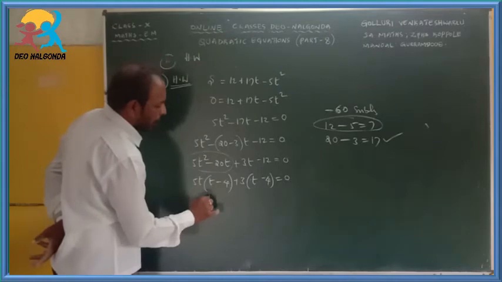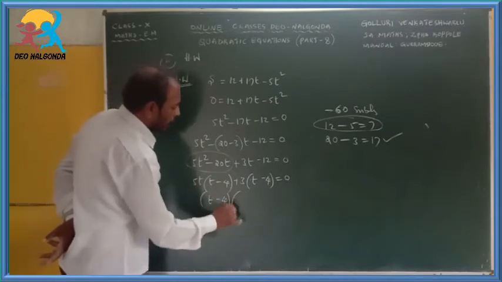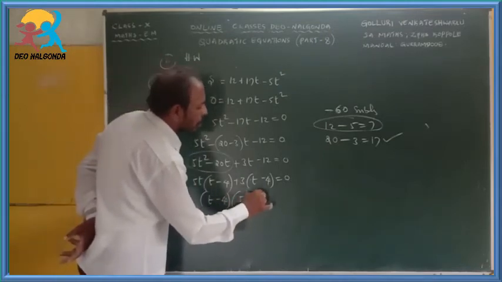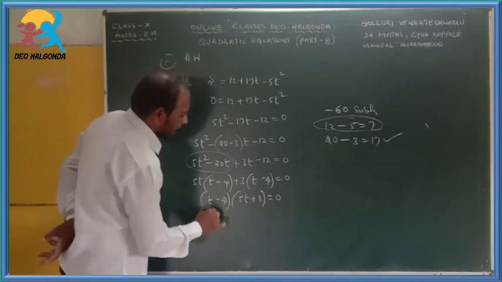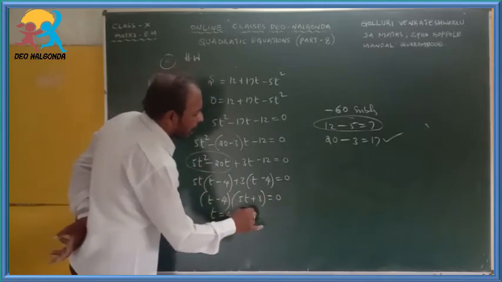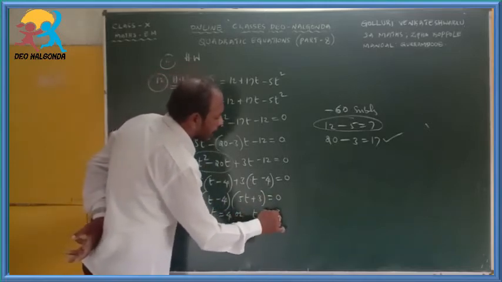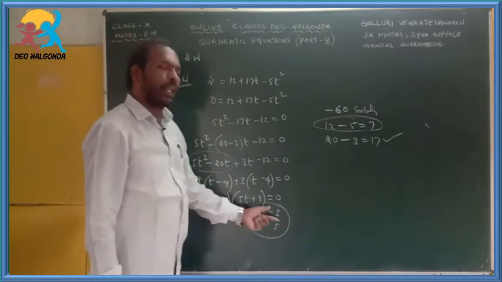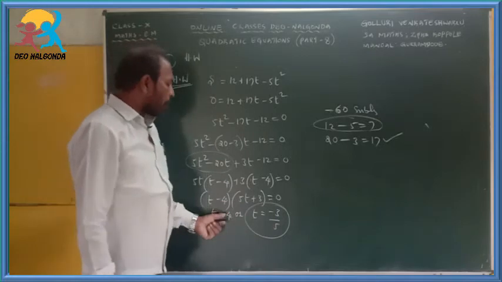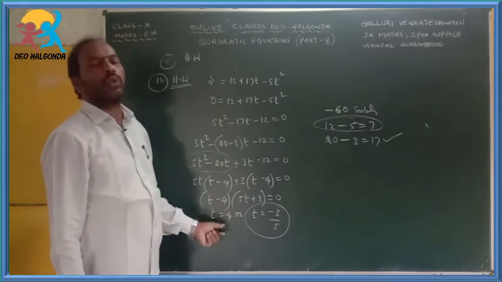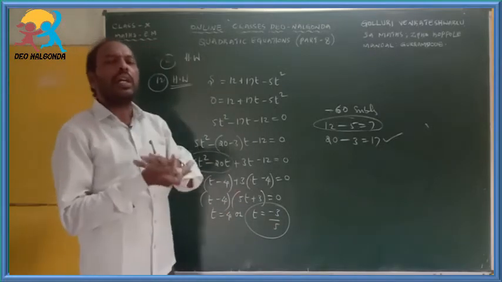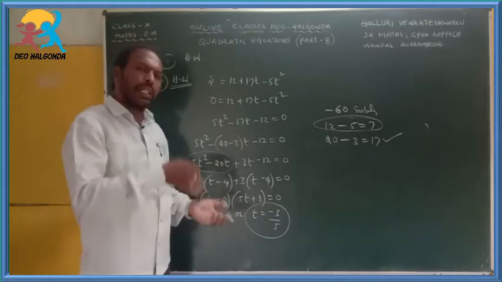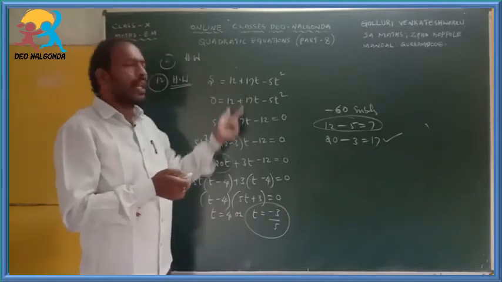Now t minus 4 is taken as common, and the remaining terms are 5t plus 3 is equal to 0. Here t is equal to 4 or t is equal to minus 3 by 5. Time should not be negative. So after 4 seconds, the stone will reach the ground. Okay? After 4 seconds, the stone reaches the ground.